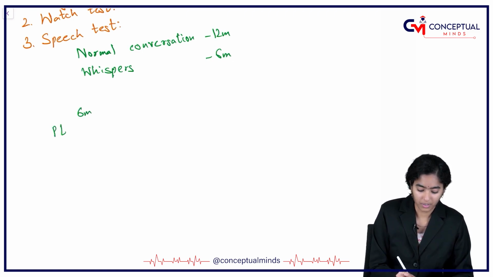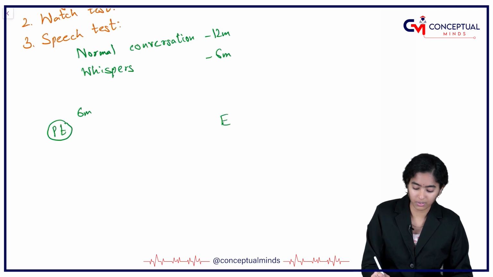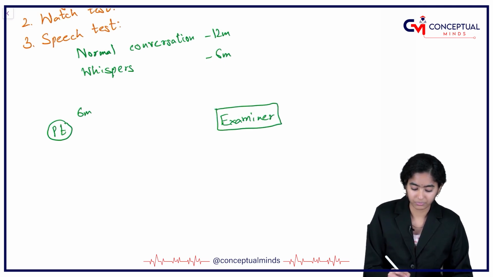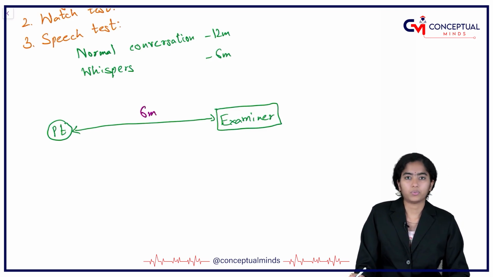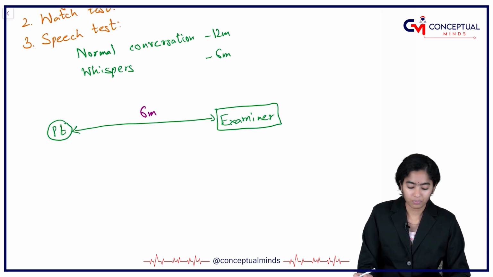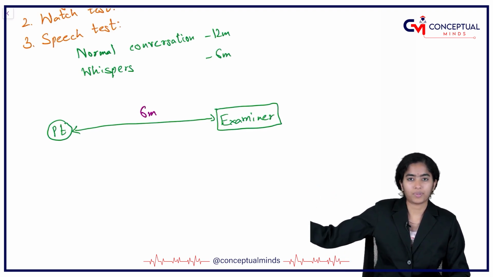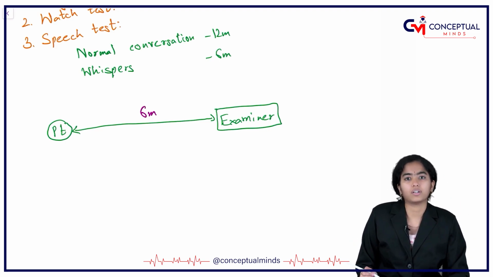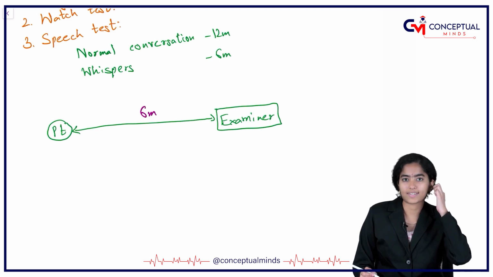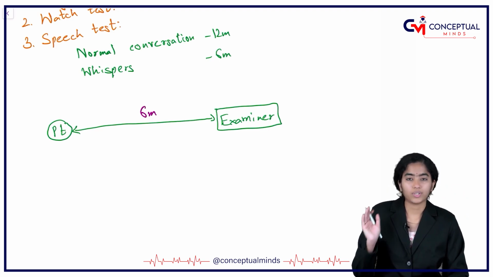So the patient is seated here and here is the examiner and the distance between both of them is 6 meters. Then there is another assistant. Suppose we want to check the right ear of the patient. The examiner stands towards the right side of the patient, 6 meters away, and there is another assistant who closes the left ear of the patient by applying pressure on the tragus. That's how the left ear is occluded. And only the right ear is checked.